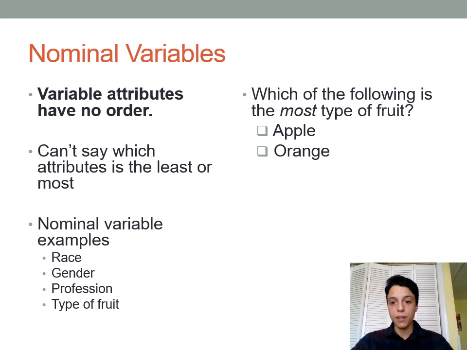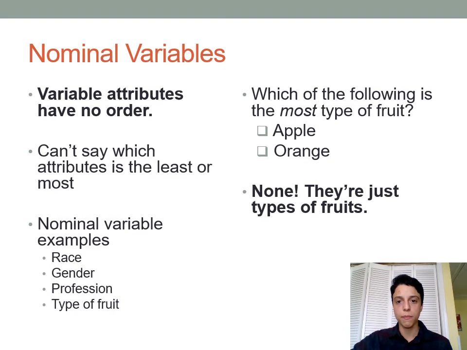So if you ask whether something is more or less and the question doesn't make any sense, you would say that you have a nominal level variable. And you could do the same thing with any of these other examples here. You wouldn't be able to take the attributes and put them in order from least to most. So it doesn't make sense to think of having more or less race, more or less gender, more or less of a profession, if you're just looking at different kinds of professions, any more than it makes sense to say that you have more or less of a type of fruit, just comparing these types.